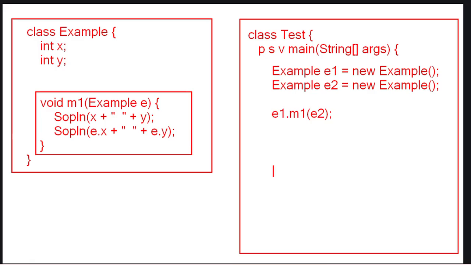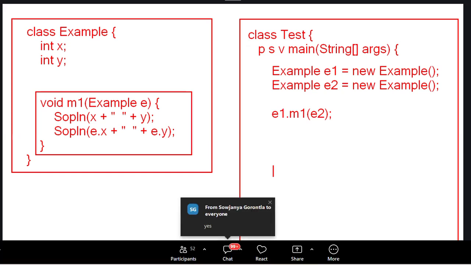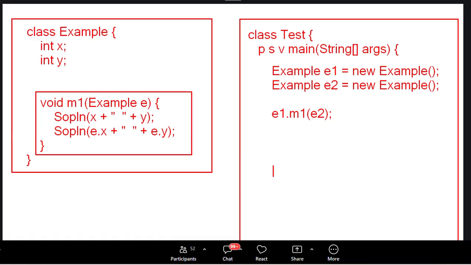Now tell me, when I call E1.M1(E2), are both E1, E2 going into this method? Yes, they are stored. E1 is stored in this, E2 is stored in parameter e. Then the first line reads X and Y from E1, the second line reads from E2. Understand?